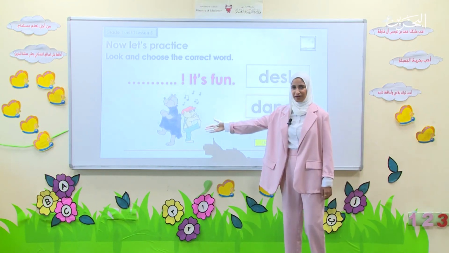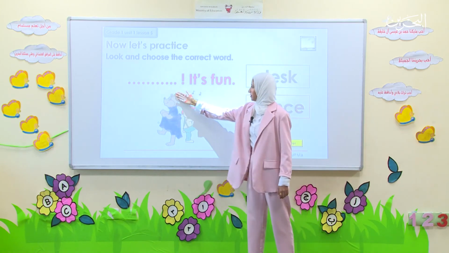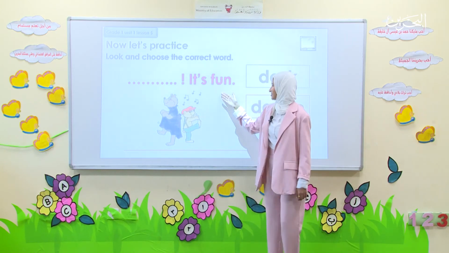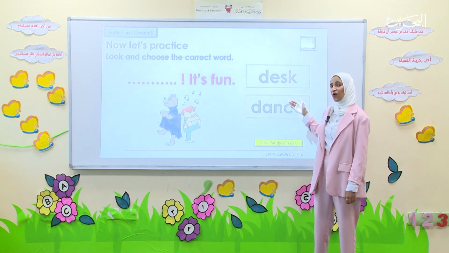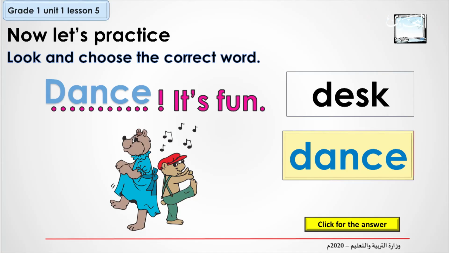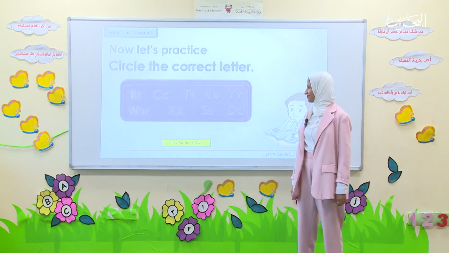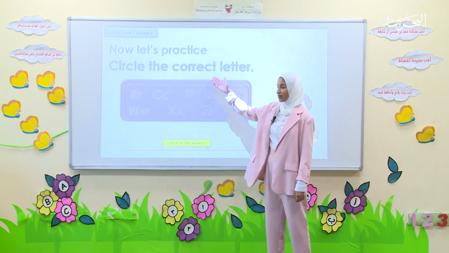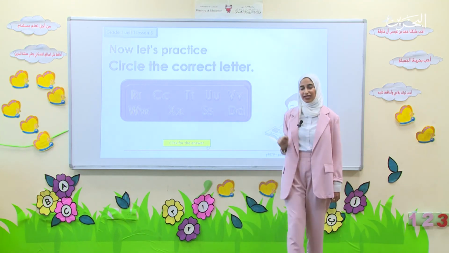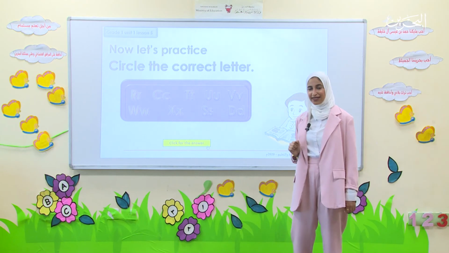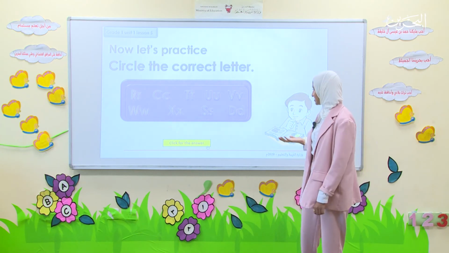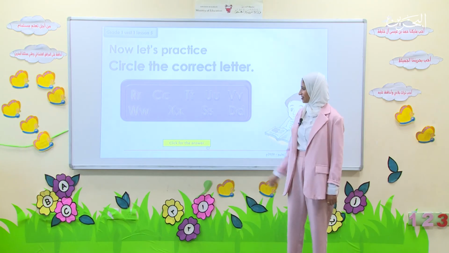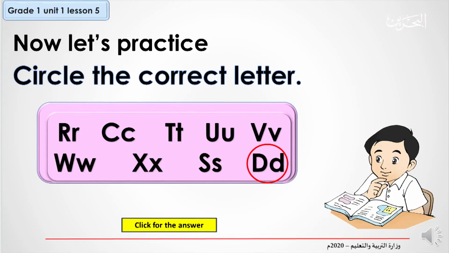Now look at this picture. Dance, it's fun. Desk or dance? Dance. It's fun. Do you like to dance? Wow. Okay. Now I want you to circle the correct letter. I want you to find me the letter D. Where's the letter D? Here it is. Good job.